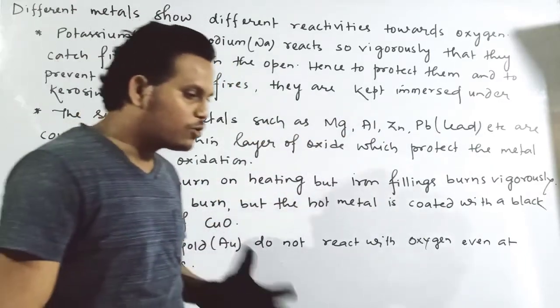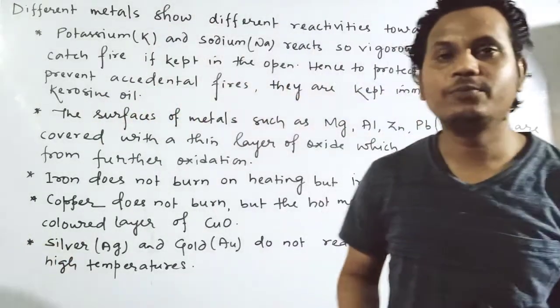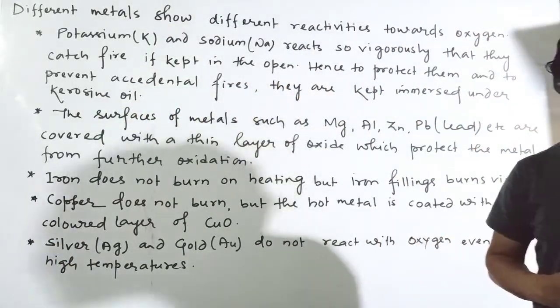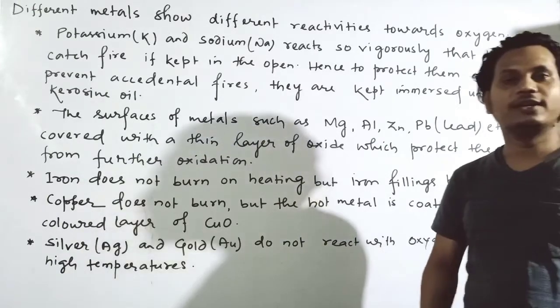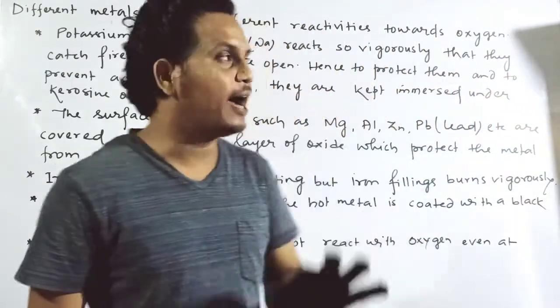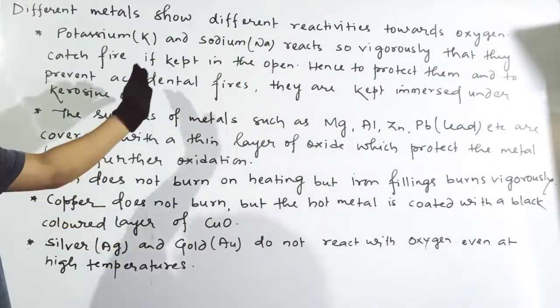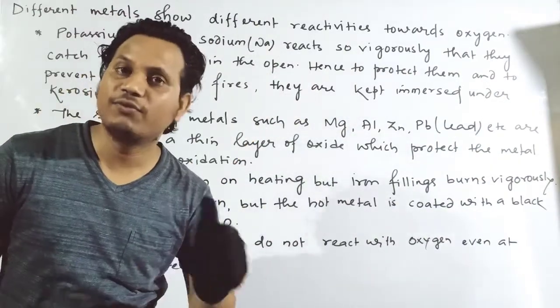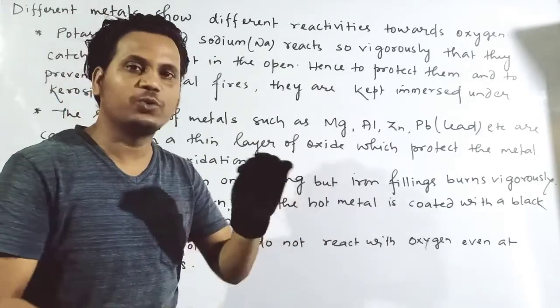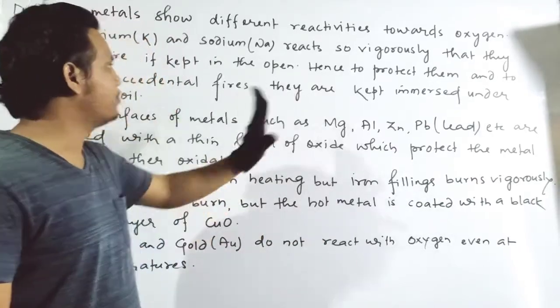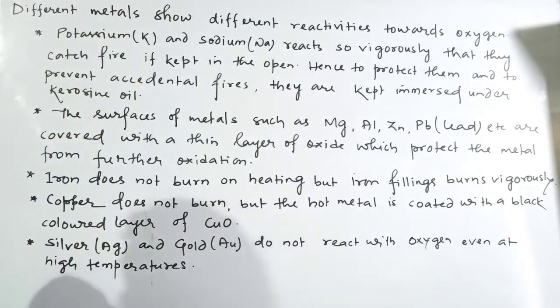So this is a common question that comes in exams. Why are sodium or potassium kept under kerosene oil? What will be the answer? Because they are very highly reactive. They react with oxygen and catch fire. So in order to prevent them from catching fire, they are kept under kerosene oil.